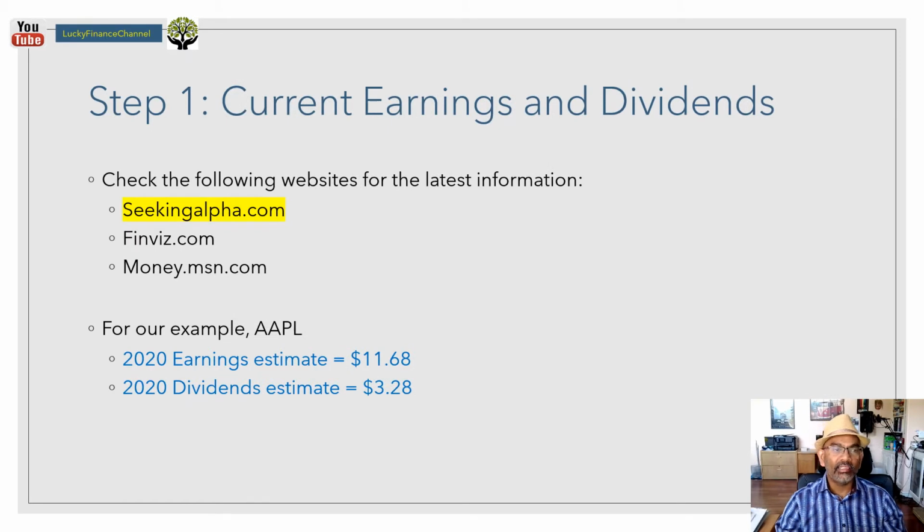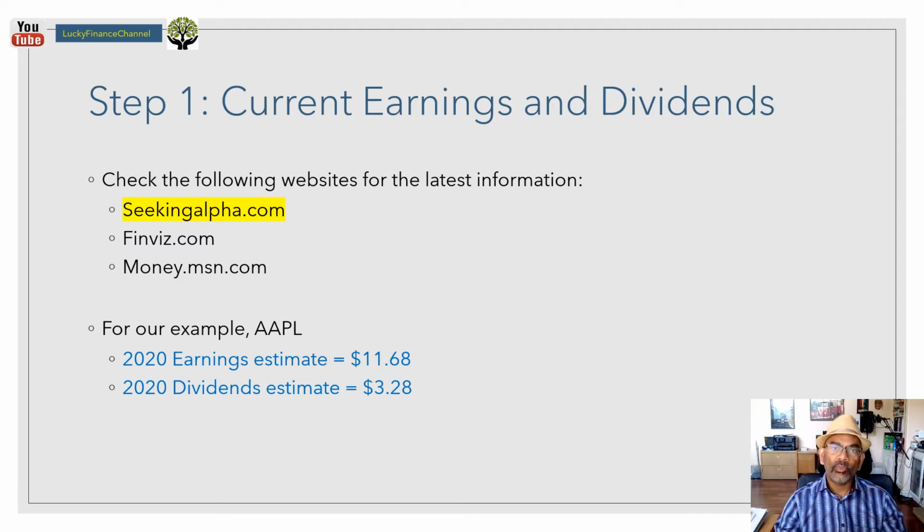Step 1 is the current earnings and dividends. Here are some websites that you could check out. This particular information I got from seekingalpha.com, but finviz.com is also a great website, and money.msn.com is also a good website. Do be careful with money.msn because I find sometimes they don't update it as regularly, and the information might be 3 months old or 6 months old. But it's still a good reference as a backup. I think Seeking Alpha and Finviz are probably the better websites.